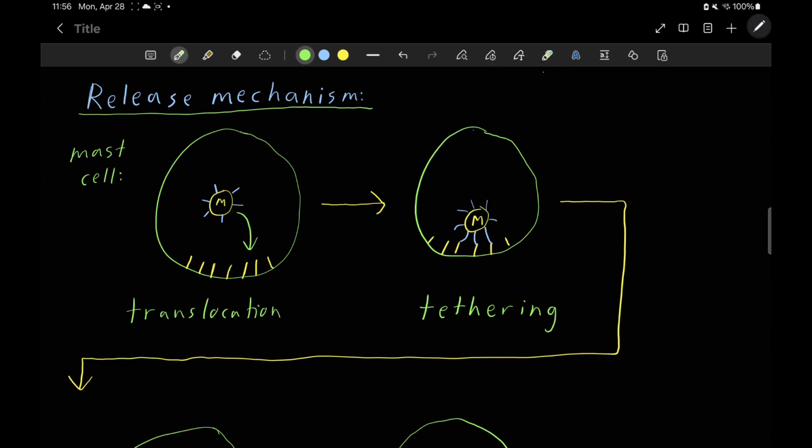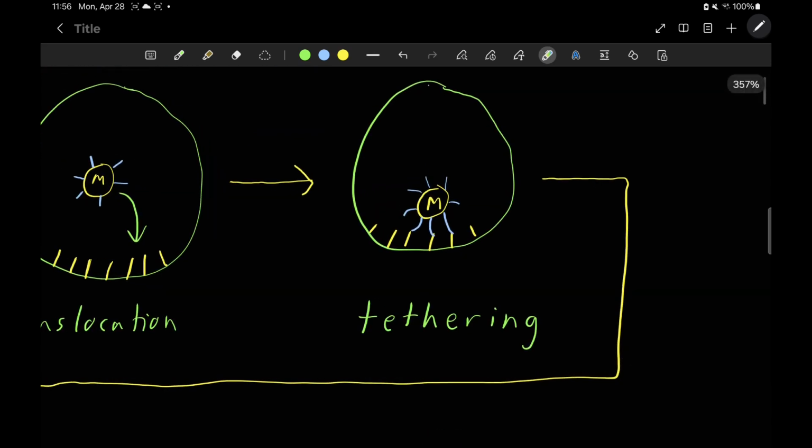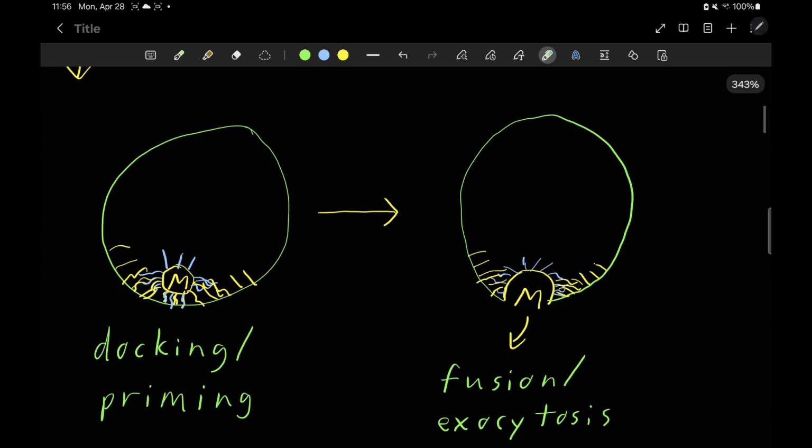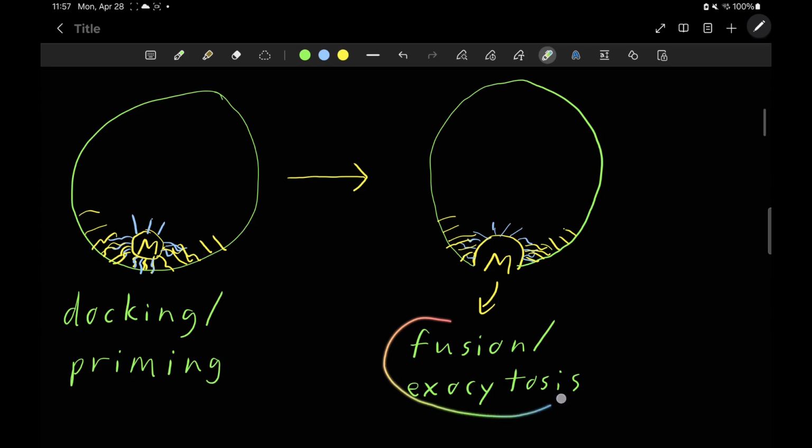Okay, so the first step, translocation. As you can see, your granule containing your messenger molecule is moving closer to your cell membrane. And this allows for the next step of tethering. As you can see, your snap and vamp proteins are interlinking together. And then in the next part of docking and priming, there's a lot more interactions between your snap and vamp proteins, and your granule, which contains messenger molecules, is getting even closer to your cell membrane as it prepares for the final step. And that final step is fusion or exocytosis.